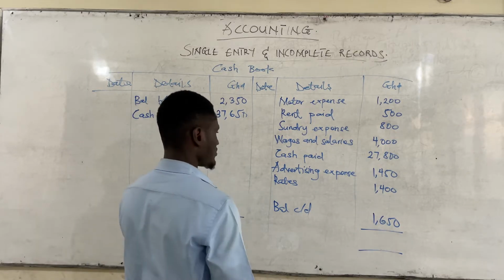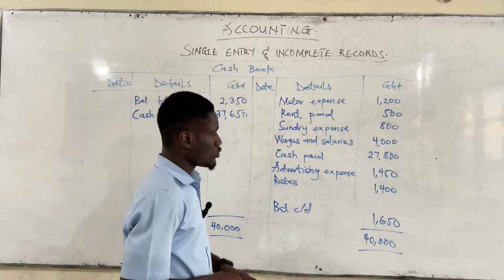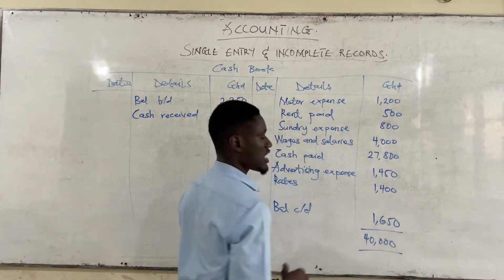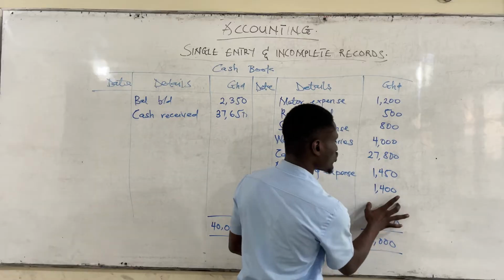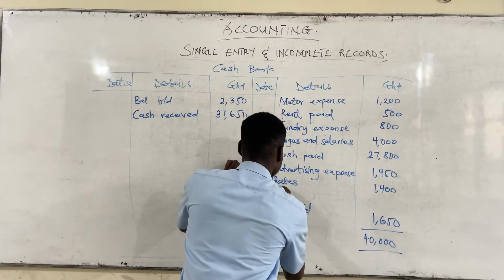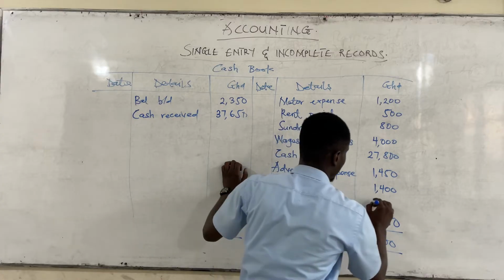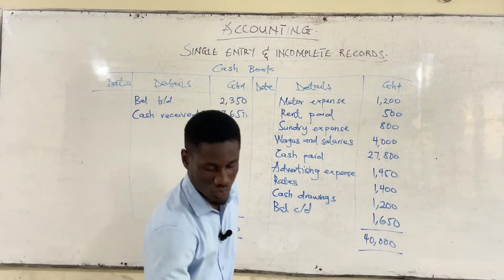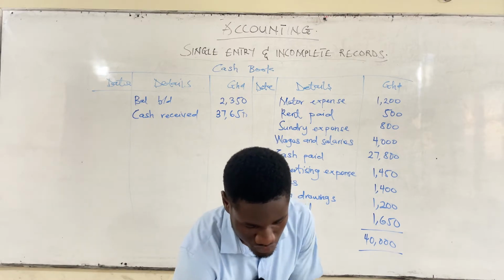So since here is 40,000, we are going to record the bigger side at both sides. 40,000. So we'll add all these and less it from this to get our cash drawings. You get it? So when we add all these and less it from this, what we will get is our cash drawings. So our cash drawings is going to be 1,200. Good. So with this cash drawings, it's going to show in the statement of financial position.